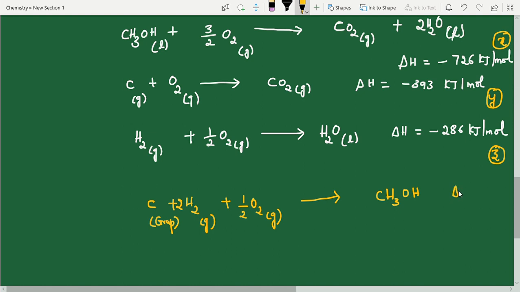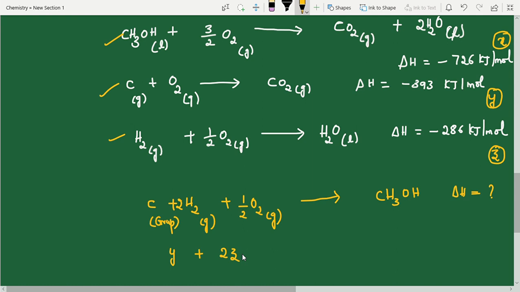Here delta H they are asking. Now go back to this one. This is Y, this is X, this is Z, right? So here carbon, only one is there. Directly you can take it as Y plus 2 into Z. Why am I taking 2 into Z? Here 1 mole of hydrogen, but here 2 moles of hydrogen. That's why 2Z.